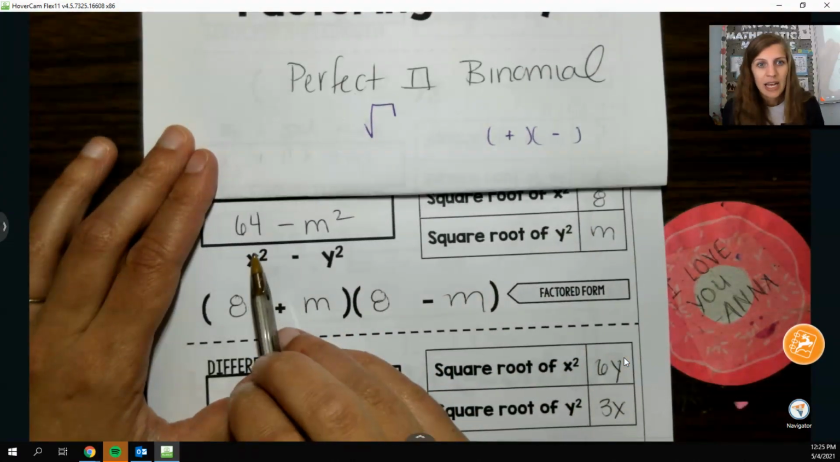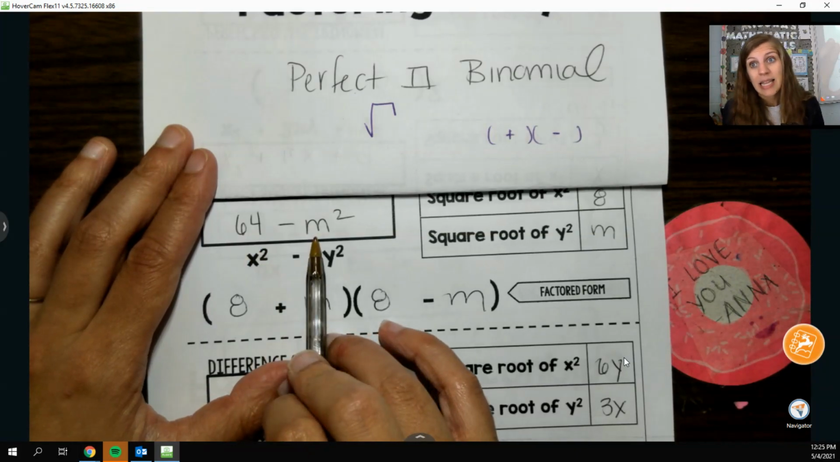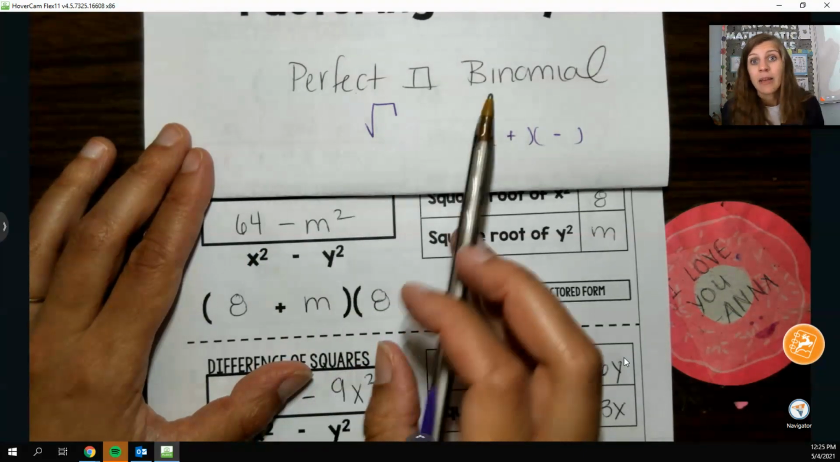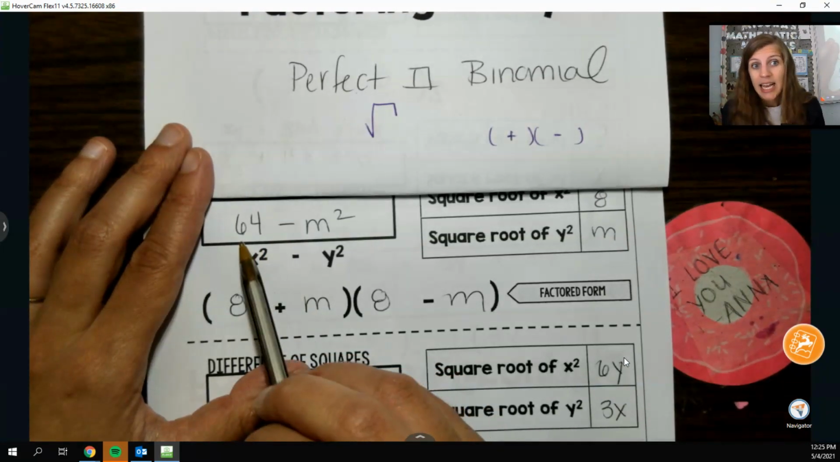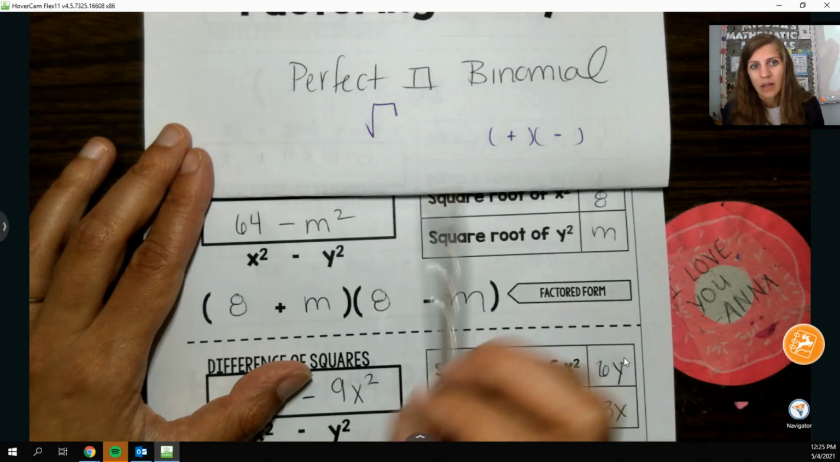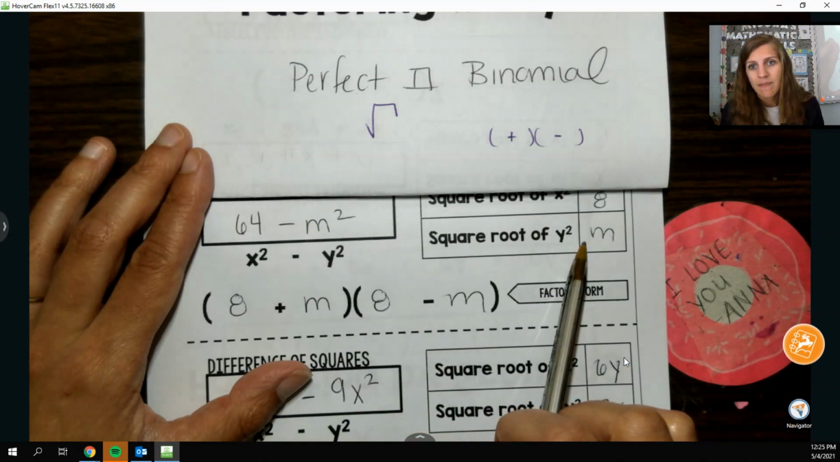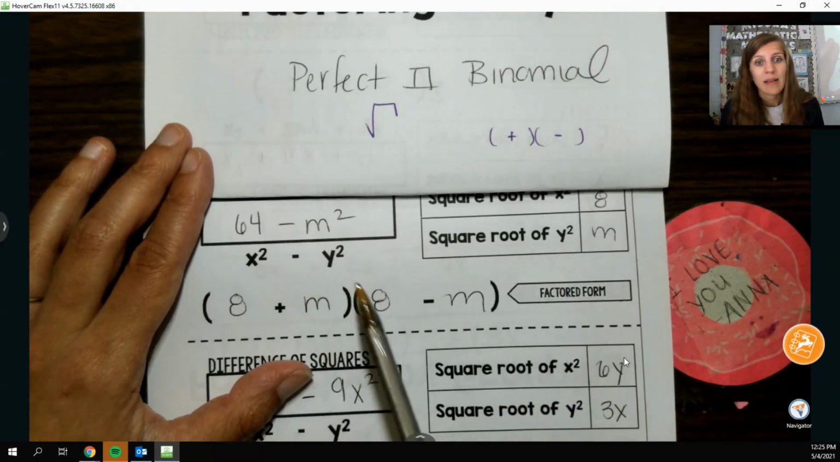So for example, if I have 64 minus m squared, because it's a binomial being subtracted, and I can square root these numbers, so square root of 64 is 8, and square root of m squared is m. I can write it out in factored form fast, 8 plus m and 8 minus m.